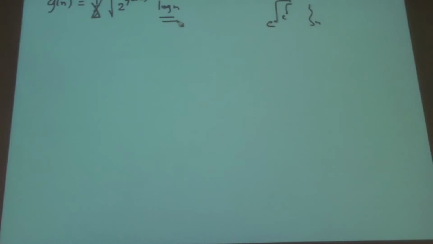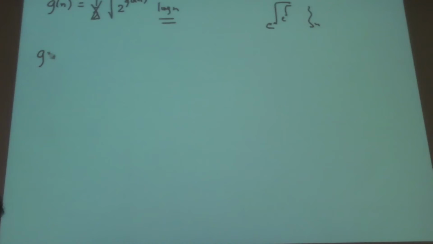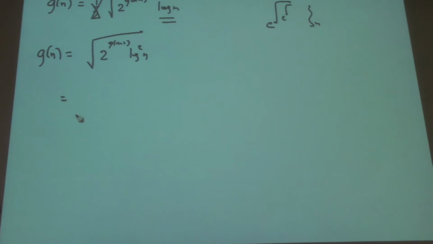The main thing is this guy. So now what would happen here? One way to get rid of this is to say, well, let's put this inside as square root of 2 to the lg n minus 1 log squared n. And we can rewrite that as 2 to the lg n minus 1 times, what would it be? 2 to the log n log log n.